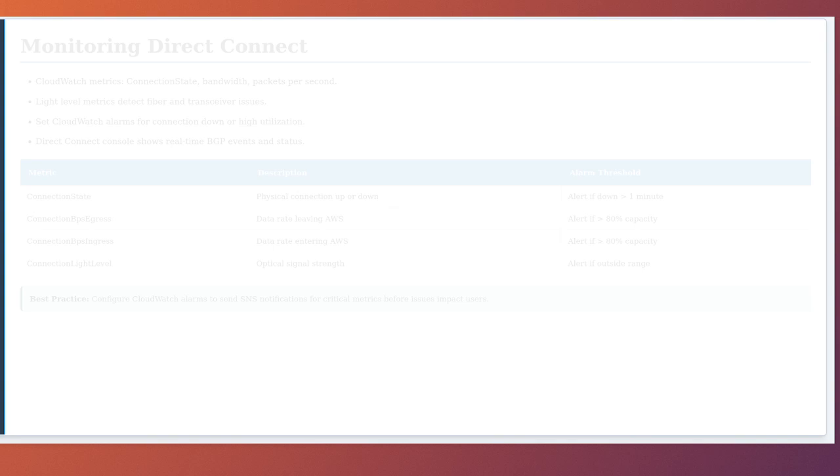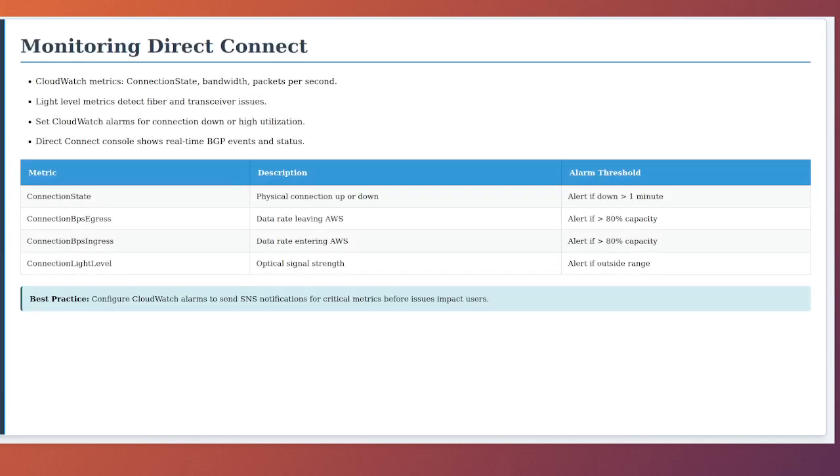otherwise the entire LAG is marked as down. Monitoring Direct Connect. Effective monitoring is essential for maintaining the health and performance of your Direct Connect connections. AWS provides several tools and metrics for monitoring Direct Connect. Understanding these tools will help you quickly identify and resolve issues. Amazon CloudWatch is the primary monitoring service for Direct Connect. AWS publishes several important metrics to CloudWatch for each Direct Connect connection and virtual interface.